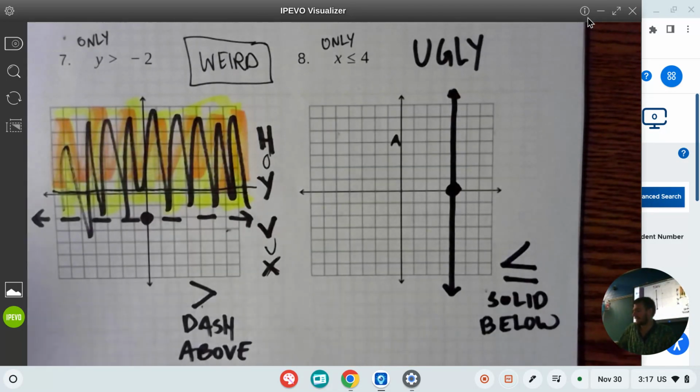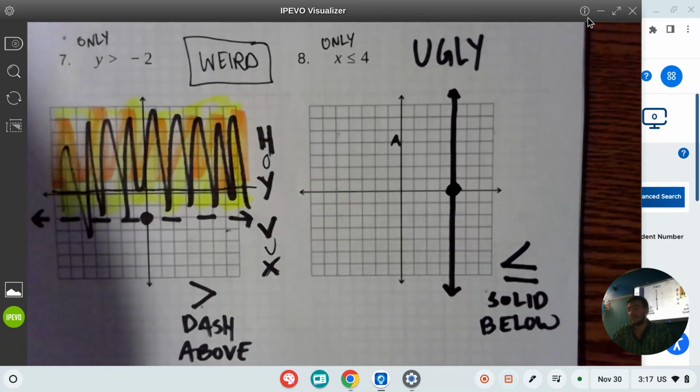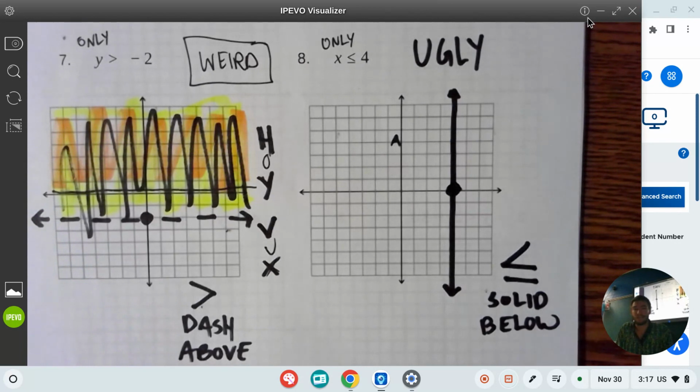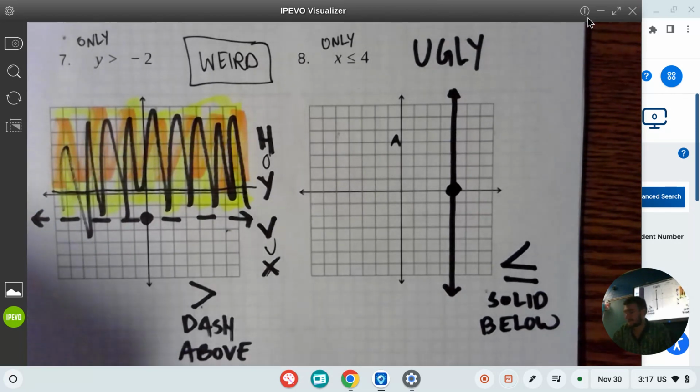Same exact thing. I agree with you, Kaya, but we're trying to figure out if you can do your work or not. And that's what we're testing, not about inequalities.